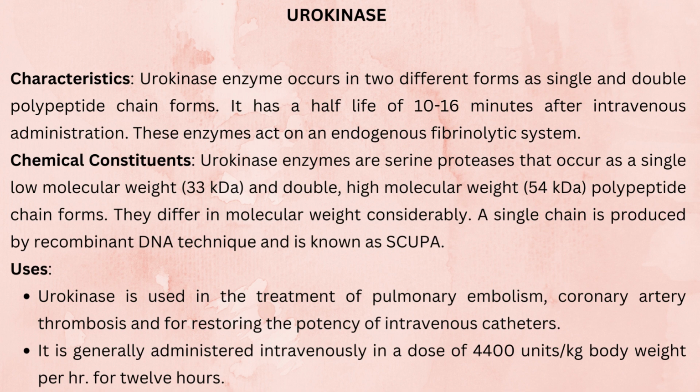As I said, urokinase occurs in two forms. One is a single polypeptide chain form, another one is a double polypeptide chain form. The single polypeptide chain form has a low molecular weight, and the double chain is a high molecular weight form. The single chain is produced by recombinant DNA technique, and it is also known as SCUPA, the single chain urokinase plasminogen activator. It is similar to streptokinase. It is also used to dissolve the blood clot. It is used in treatment of pulmonary embolism, coronary artery thrombosis, and for restoring the patency of intravenous catheters.